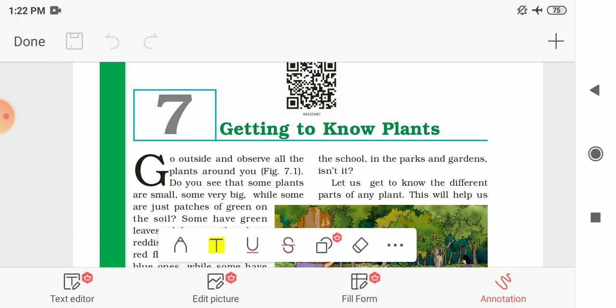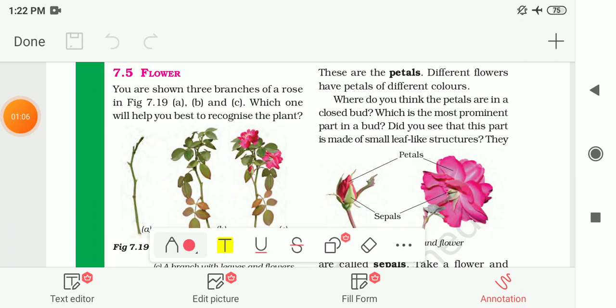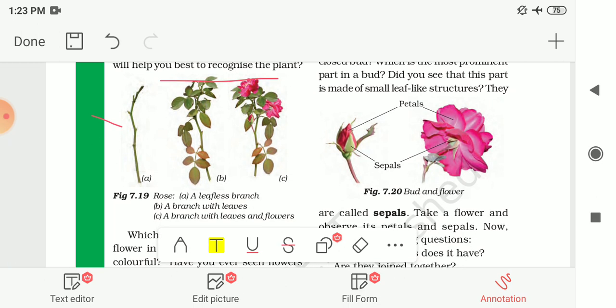Now let me continue with another part of the plant, that is the flower and the structure of the flower. So here three branches of a rose plant are shown to you. Which one will help you best to recognize or identify the plant? By which branch can you identify that this plant is a rose?